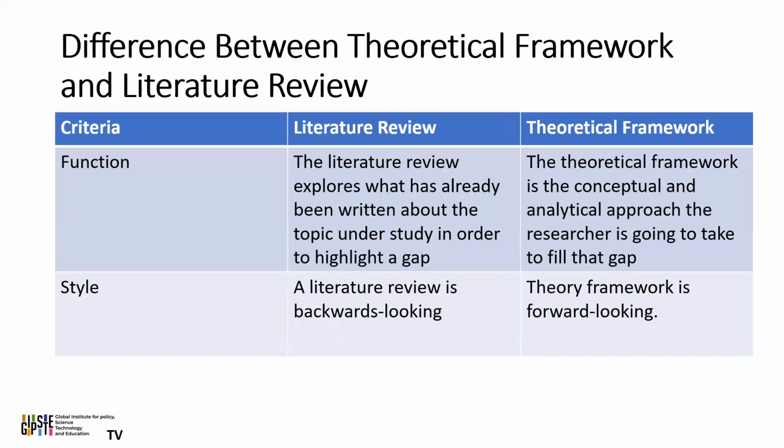For the case of function, the literature review explores what has already been written about the topic and the study in order to highlight a gap, while the theoretical framework is the conceptual and analytical approach the researcher is going to take to fill that gap. The last criteria is the style. For the case of the style, literature review is backward-looking, while the theoretical framework is forward-looking.